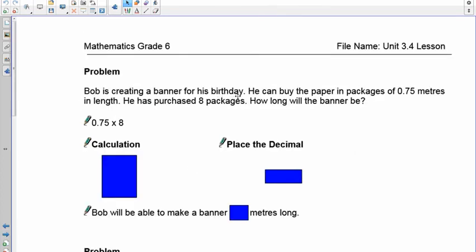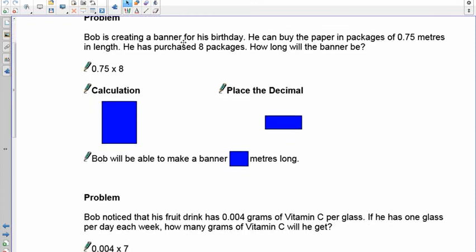Bob is creating a banner for his birthday. He can buy paper in packages of 0.75 meters in length. He has purchased 8 packages. So how long is this banner going to be? So first thing you need to realize is you should be able to understand from this that we're going to be multiplying 8 times 0.75 because I have 8 of these 0.75s. So that's what I want you to do now. So take 8 and 0.75 and calculate their product.